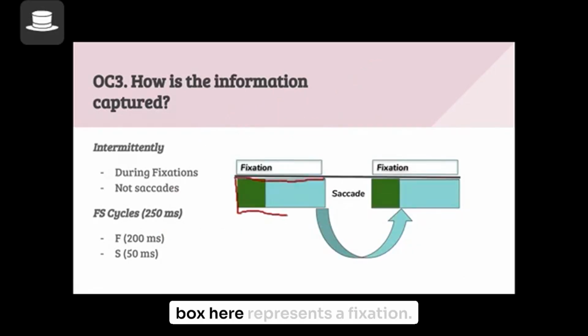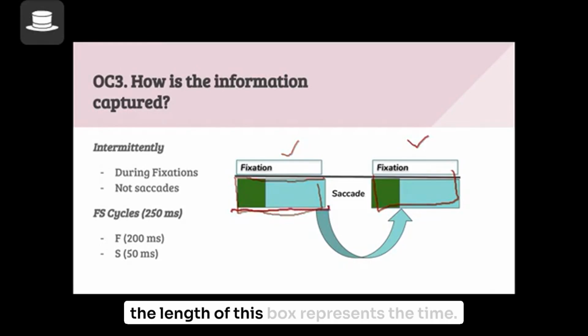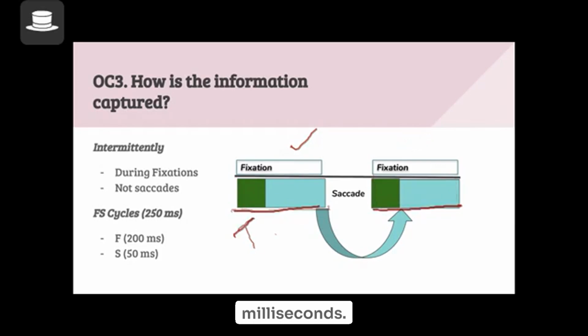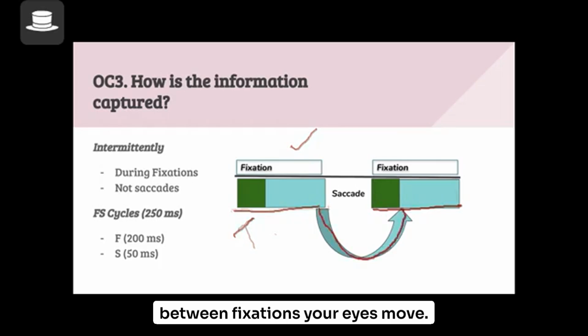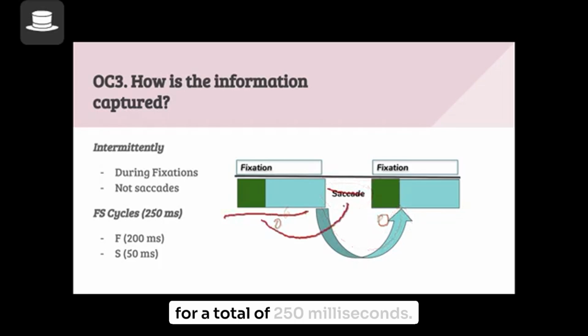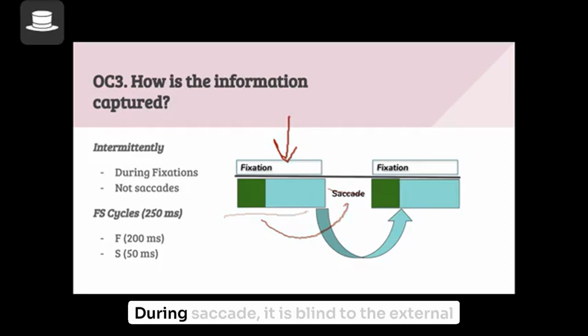The box here represents a fixation. The length of this box represents the time of one fixation, 200 milliseconds. There is another fixation for 200 milliseconds. And between fixations, your eyes move. I represented this as this empty place, saccade. You go from one word to another word. So a total of 250 milliseconds. Only during fixation do your eyes capture information from the external world. During saccade, they are blind to the external information.